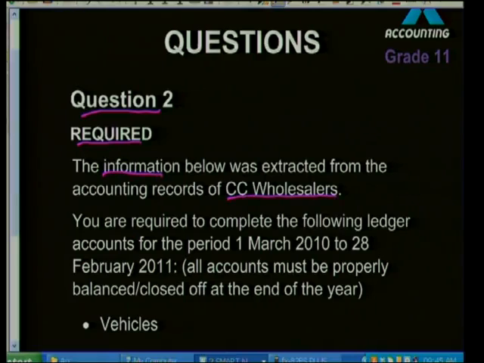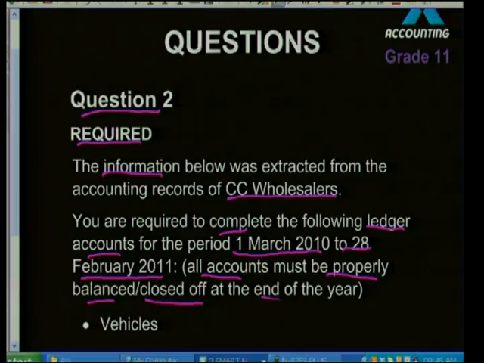You are required to complete the following ledger accounts for the period 1st March 2010 to the 28th of February 2011. In other words, we are given the entire financial year, and they obviously want us to complete some general ledger accounts. All accounts must be properly balanced or closed off at the end of the year. Right, let's look at which accounts they want us to complete.